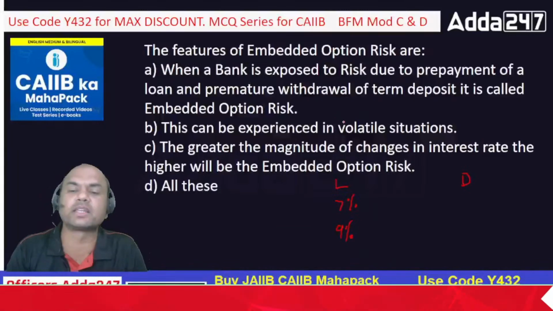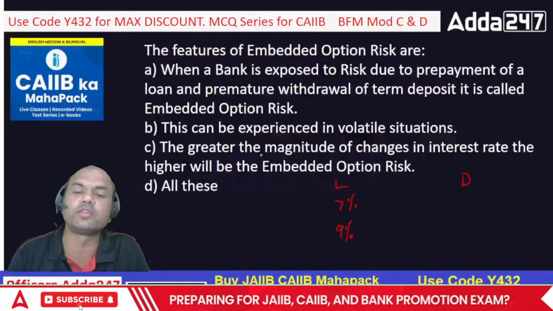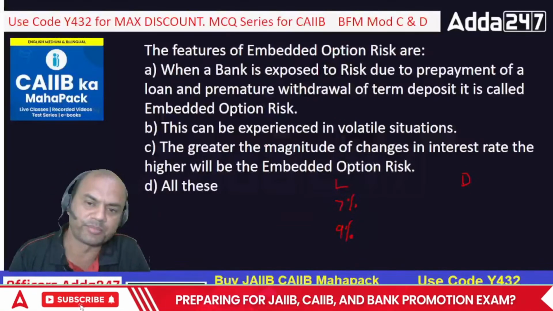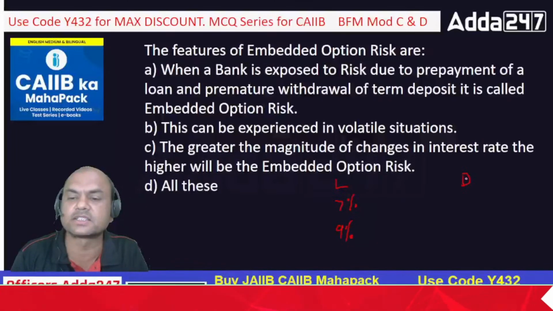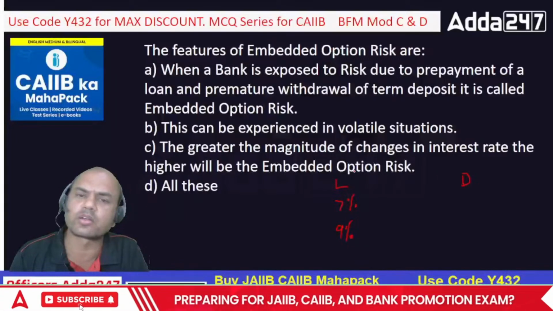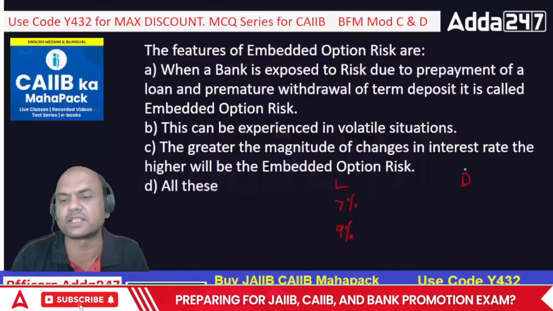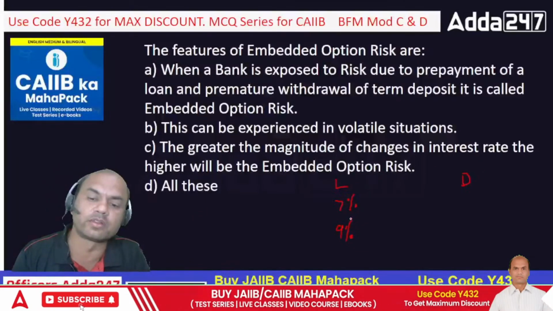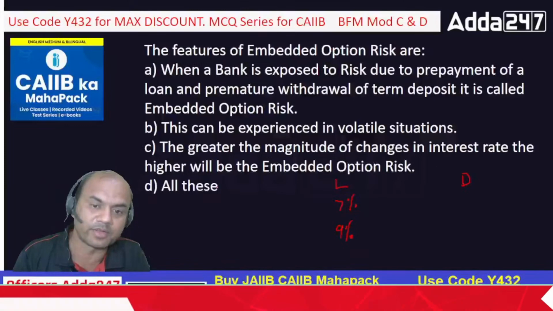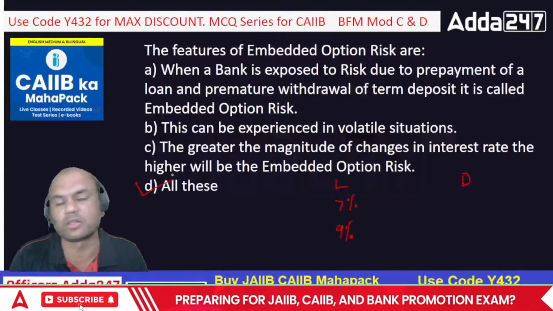The greater the magnitude of the change in the interest rate, the higher will be the embedded option risk. Correct. So the correct answer is all of these, because if the interest rate changes heavily, upside or downside, if it changes upside for deposit, it's good. If it changes downside for loans, it is good for the customer. So the correct answer is all of these.